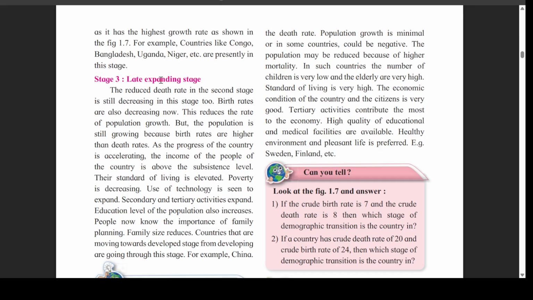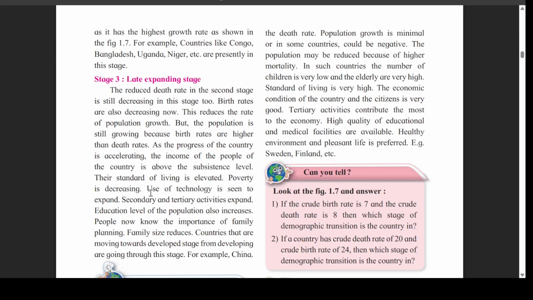Stage 3, late expanding stage. The reduced death rate in the second stage is still decreasing. Birth rates are also decreasing now. This reduces the rate of population growth, but the population is still growing because birth rates are higher than the death rates. As progress in the country accelerates, the income of the people is above the subsistence level. Their standard of living is elevated.